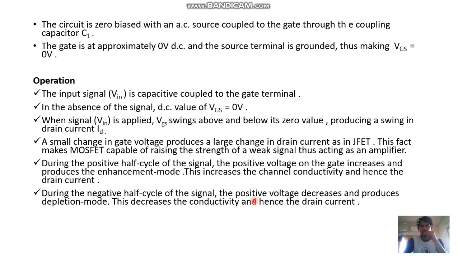The operation we discussed is clearly given here. Input voltage Vin is capacitively coupled to the gate terminal. In the absence of the AC signal, VGS is equal to 0. When this is applied, VGS swings. That is, we are applying AC voltage at the input. That's why VGS swings above and below the 0 voltage, producing a swing in the ID current.